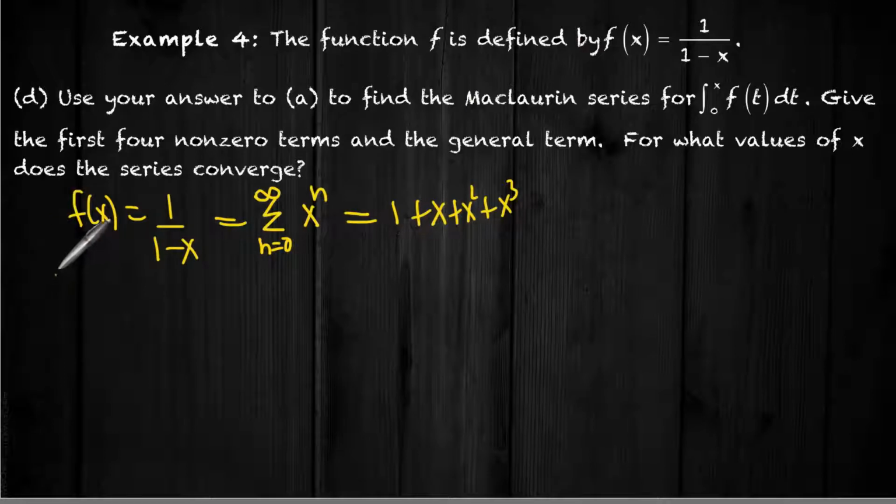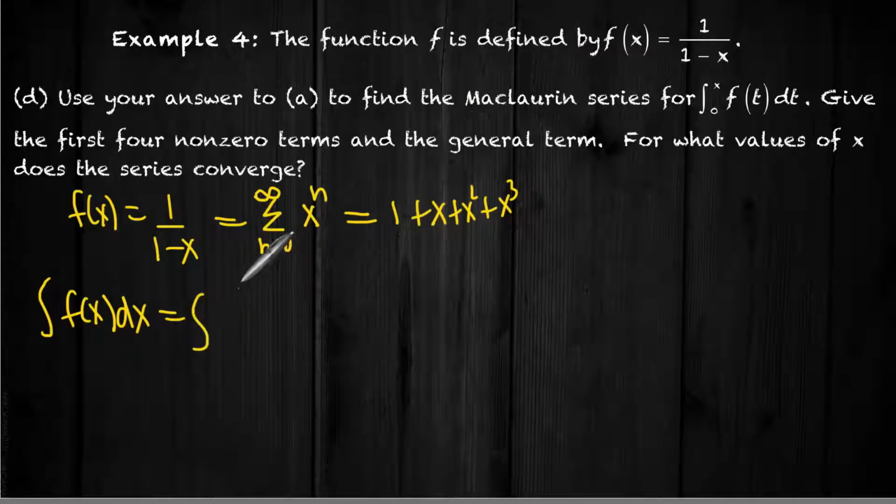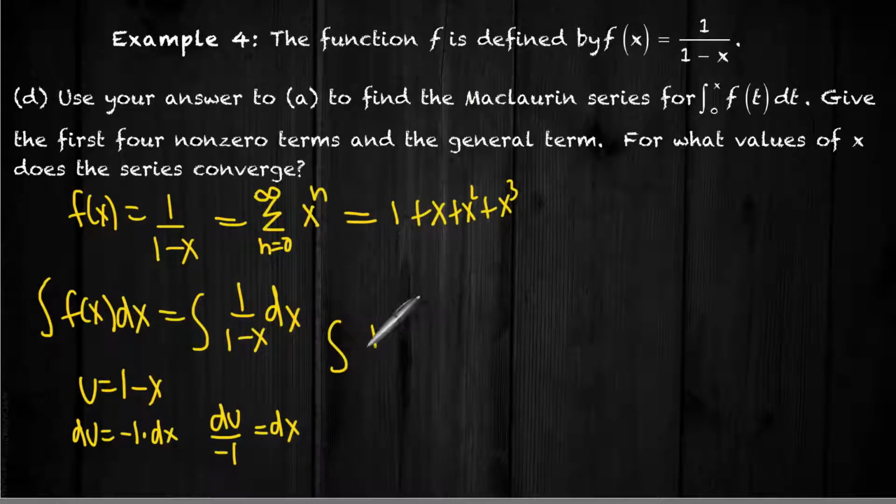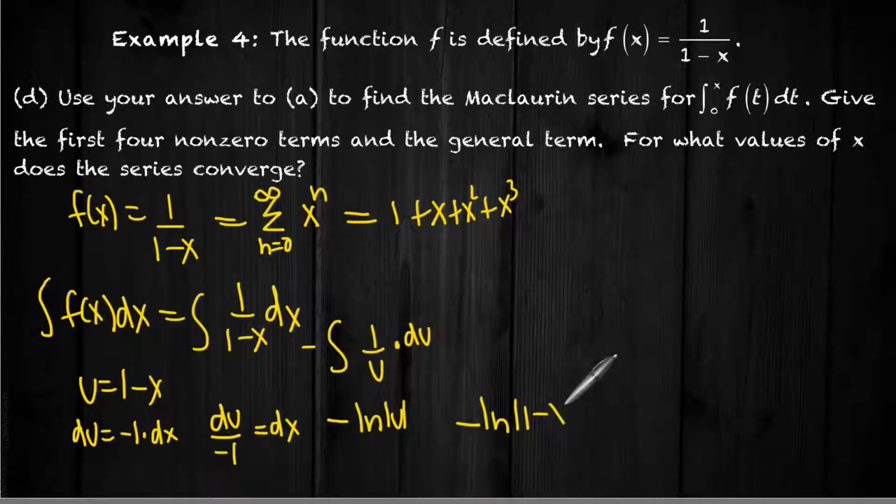Now we want to integrate f of x. So we want to integrate 1 over 1 minus x, and let's see what we get. Well, we're going to have to do a u substitution here, so we'll let u equal 1 minus x. du equals negative 1 dx, the derivative of a negative x. So du over negative 1 is equal to dx. So if we go back here, we'll have our integral 1 over u, and dx is going to be du over negative 1. We'll pull that on the outside, and we're going to integrate this, and we end up getting negative natural log of u. And u we called 1 minus x, so this is going to be negative natural log of 1 minus x.